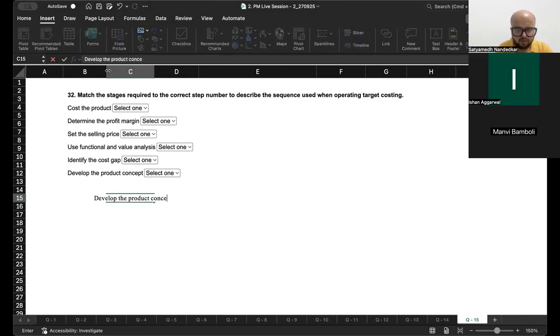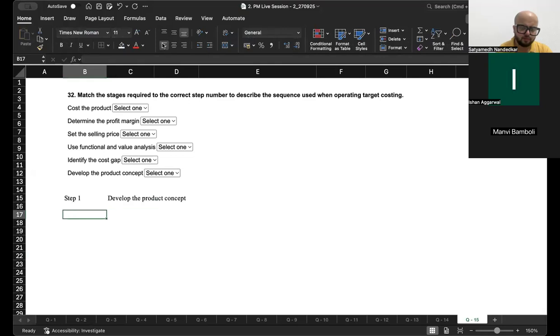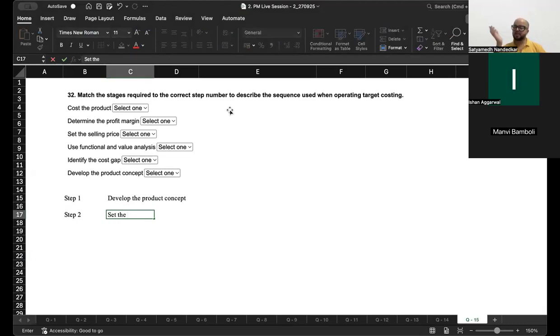Yes. Develop the product concept. Step two, what should be step two? Functional and value analysis. Okay. Or should it be set the selling price? What should it be? Go back once to target costing in the Excel sheet or in the notes that you have made. Check your Excel sheet or your material. Set the selling price should be step two.